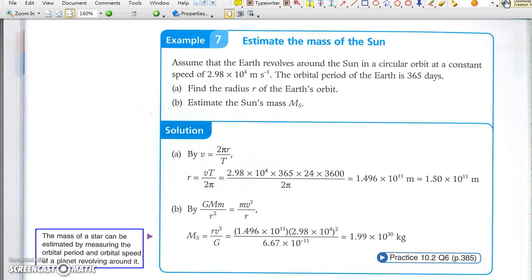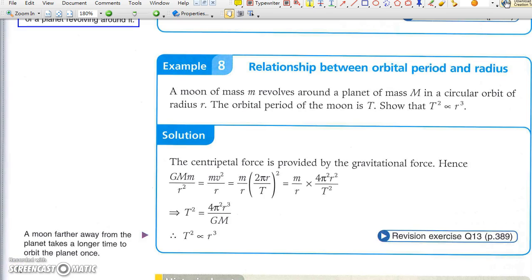In example 7, the mass of the Sun is calculated. In example 8, the relationship between the period T and the radius r of a circular orbit is investigated. The relationship suggests that for two satellites of a satellite system, T squared over r cubed of the two satellites are equal. And this is similarly true for two planets in a solar system.